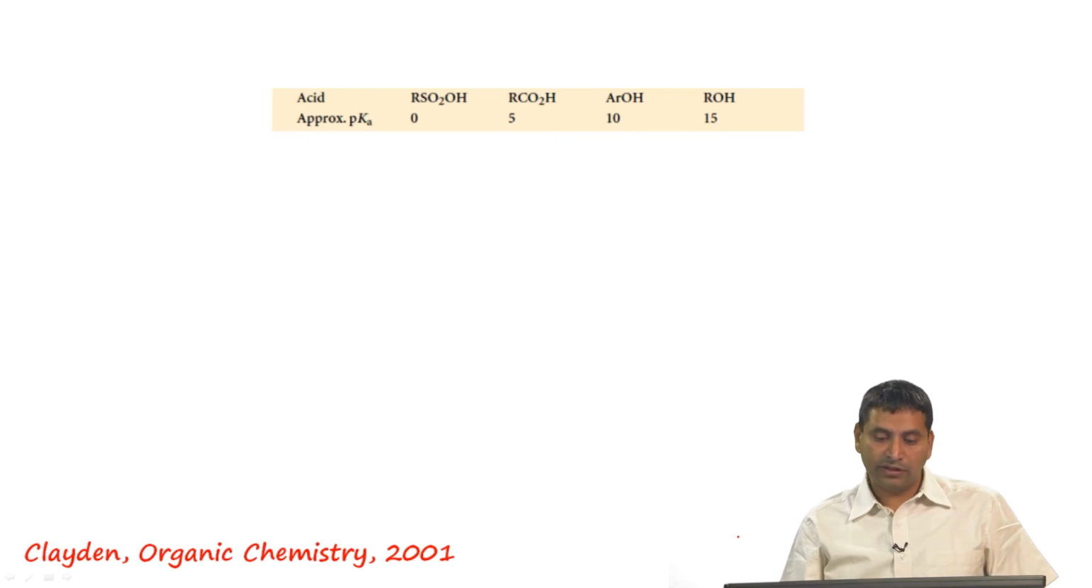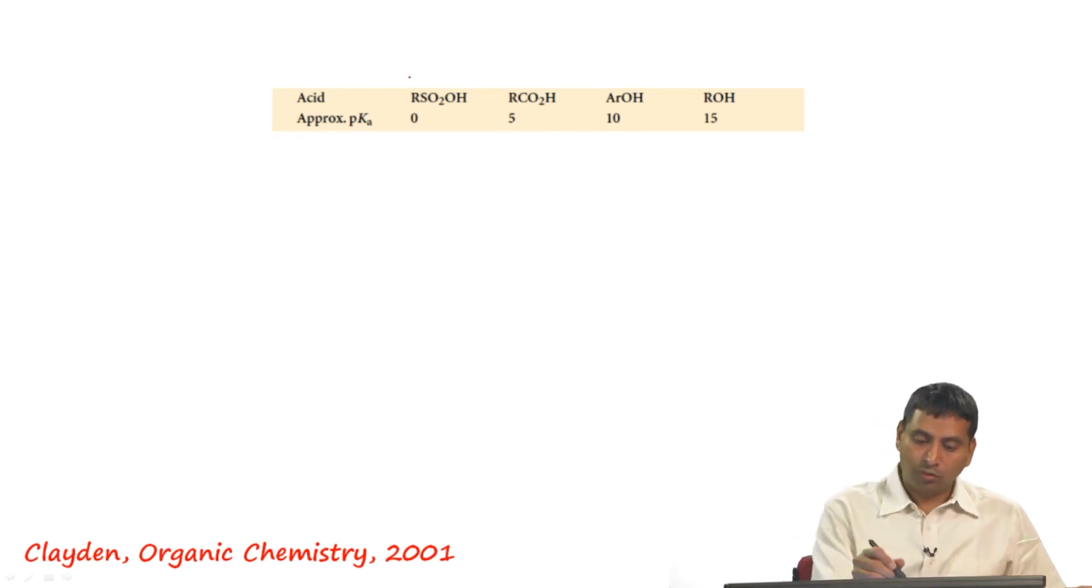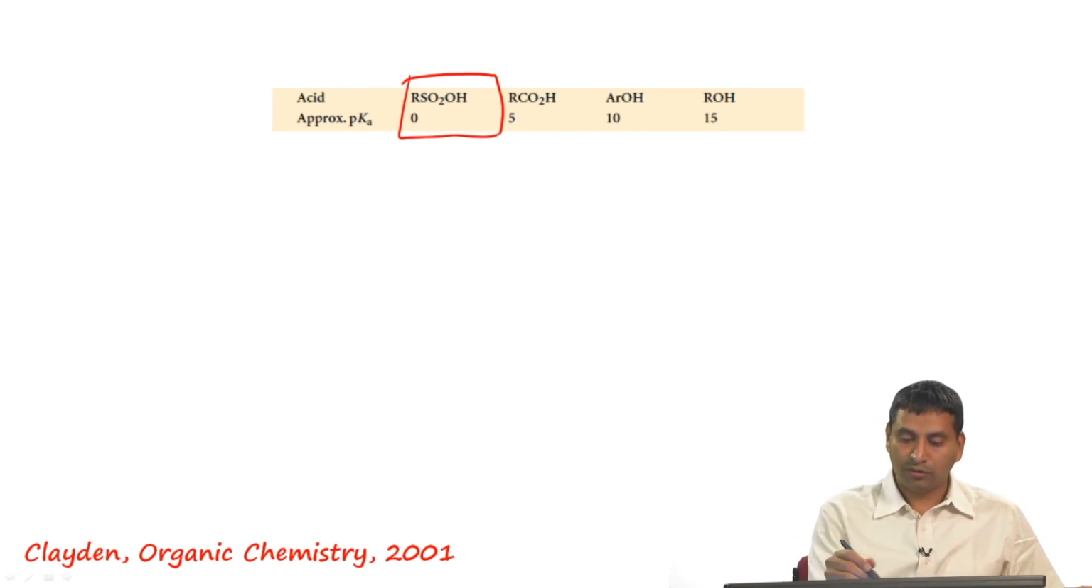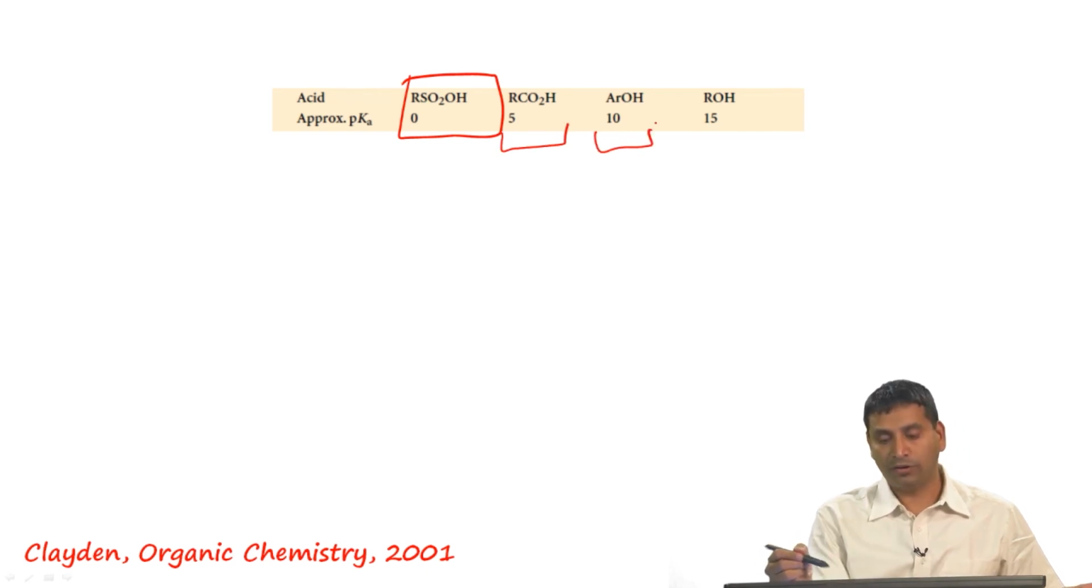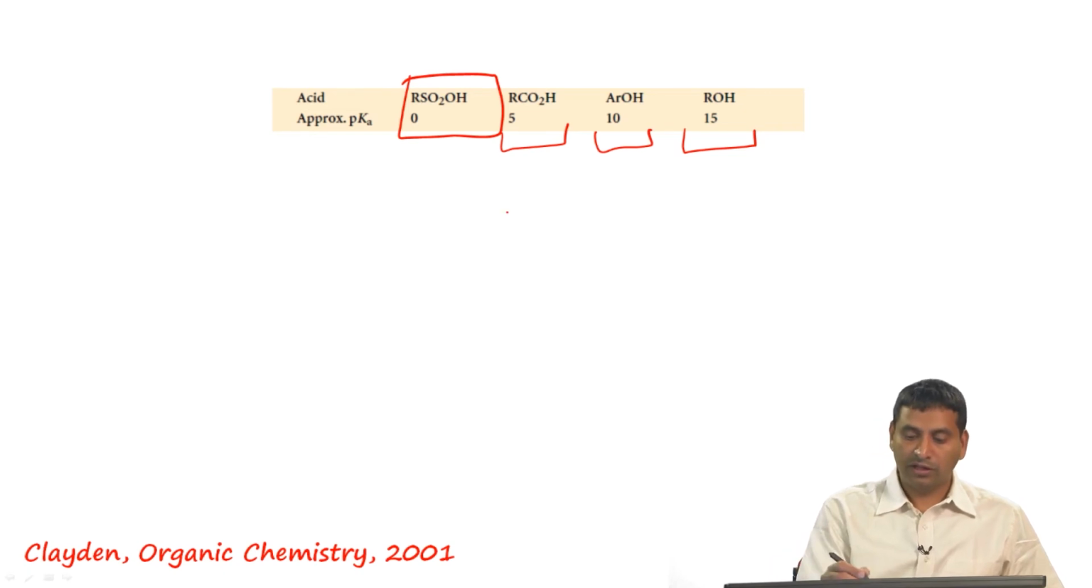The next case is RSO2OH has a pKa of 0, RCO2OH has a pKa of 5, aryl alcohols such as phenols have pKa of 10 and regular alcohols have pKa of 15. So, again this will have to do with the stability of the conjugate base.